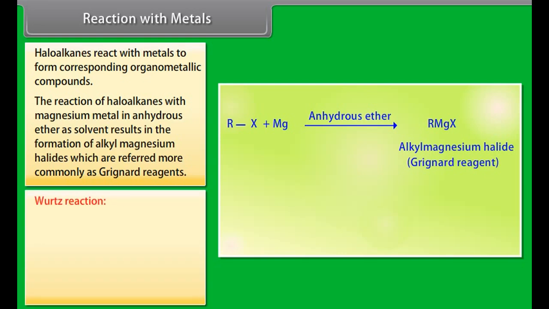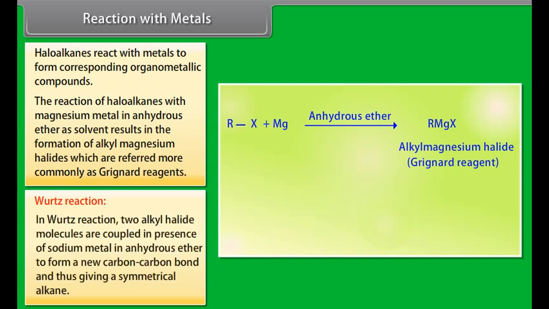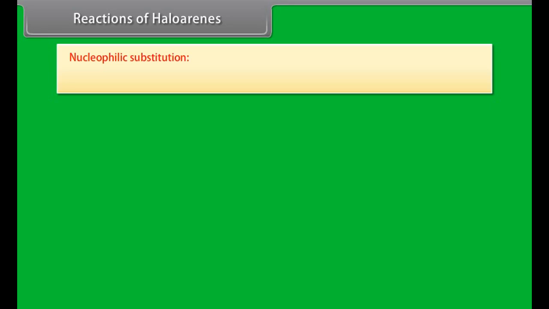Wurtz reaction. In Wurtz reaction, two alkyl halide molecules are coupled in the presence of sodium metal in anhydrous ether to form a new carbon-carbon bond, thus giving a symmetrical alkane. Reactions of haloarenes. Nucleophilic substitution.